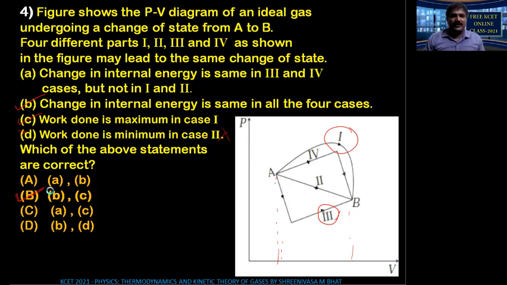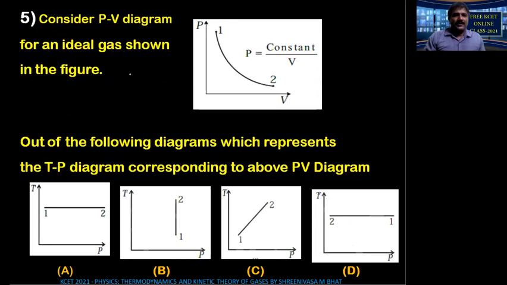Then I move to the next question, number 5. Consider the PV diagram for an ideal gas shown in the figure. Out of the following diagrams, which represents the TP diagram corresponding to the above PV diagram? Here one PV diagram is given, and the corresponding TP diagram is required. So let us see the diagram. Pressure and volume is given here as one condition.